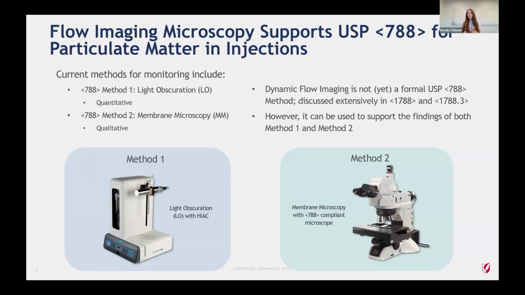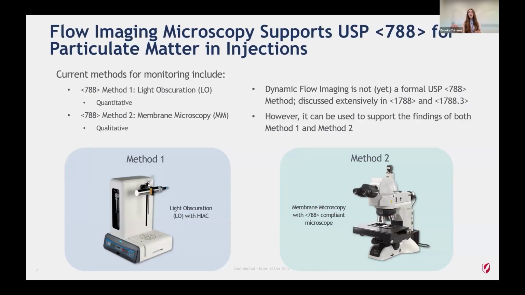And it has a lot more qualitative data that you get, right? You get actual images of your particles. There's a little bit of a gap between these two methods that I think dynamic flow imaging fits really nicely into. Even though it's not yet a formal USP method, it is discussed extensively in the informational chapters <1788> and <1788.3>. You can use it orthogonally to, but not as a replacement for, method 1 and method 2. So it's a really nice bridge between these two techniques that can help support your data.